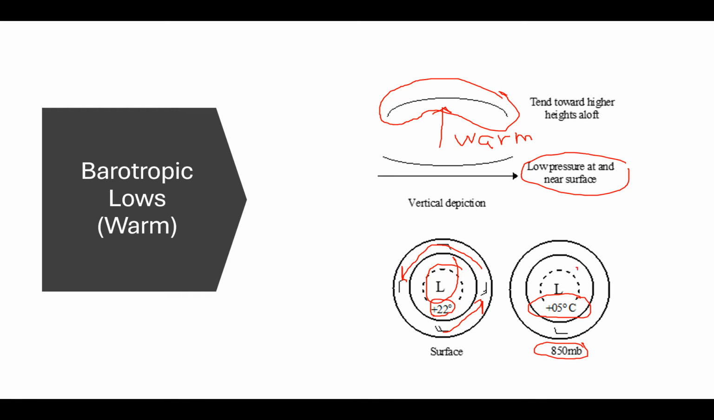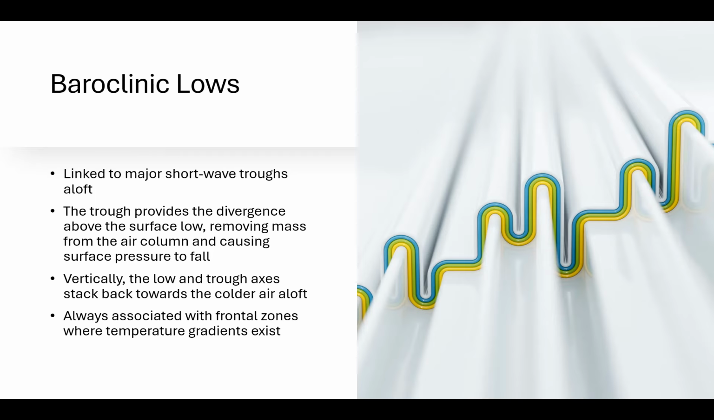Notice again, it's barotropic because this dashed line, this isotherm line of equal temperature, is parallel to this solid black line, which is your height contours. So there's no crossing of these dashed lines, no angle crossing over of these isotherms with these height contours. Now, with baroclinic lows, on the other hand, these are the major players that create our changeable weather.